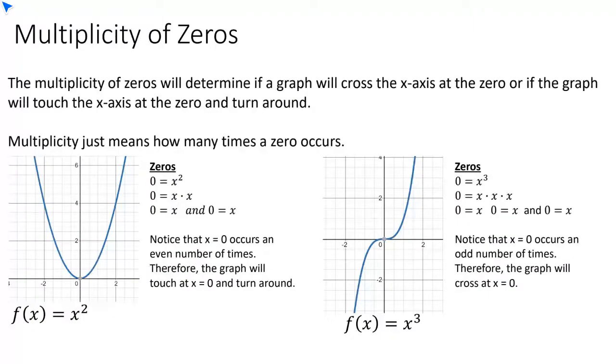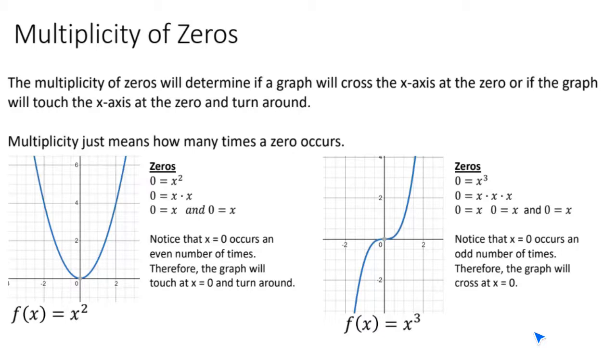All right, so I had mentioned that word already, so I was getting ahead of myself. So let me give you this definition of multiplicity of the zeros. The multiplicity of zeros is to determine whether the graph is going to cross the x-axis or just touch it, okay?